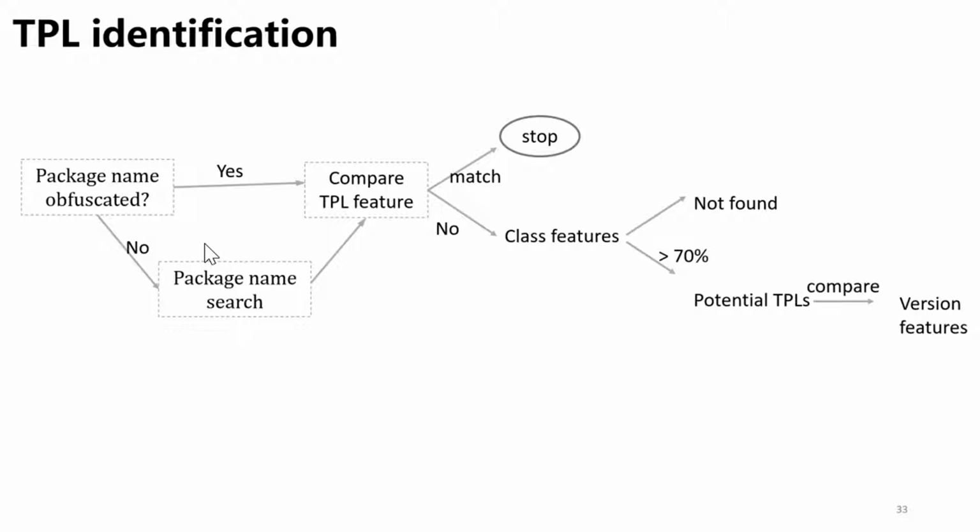Firstly, we will check whether the package name of the TPL candidate is obfuscated or not. If not, we will use the package name to narrow the search scope. Then we will compare the TPL feature. If we find the matching pair, we will stop our searching process. Otherwise, we will use class features to find the potential TPL. If more than 30% of the class features are matched, we consider that we found the potential TPL. Then we will compare the version feature to determine the used TPL.